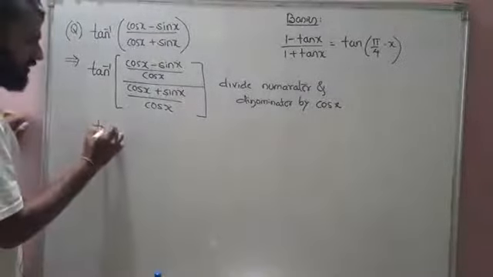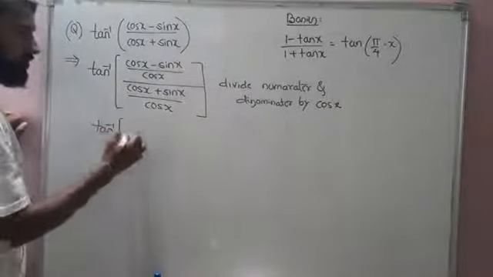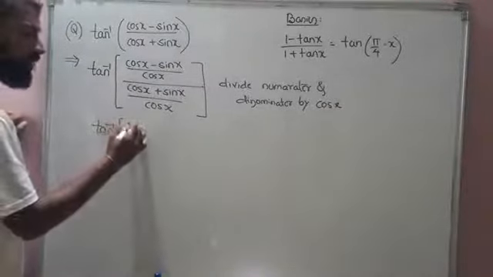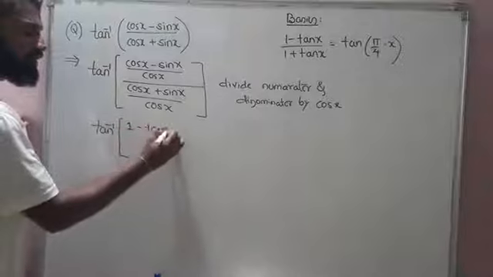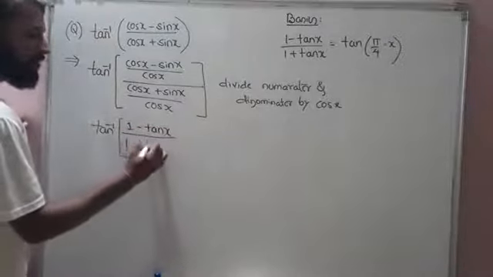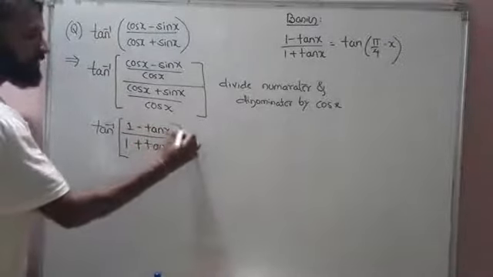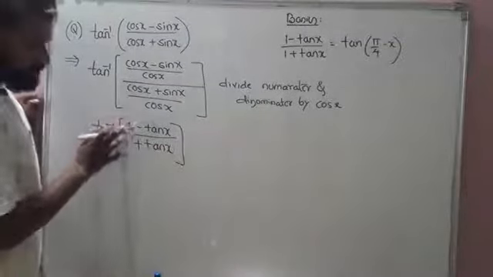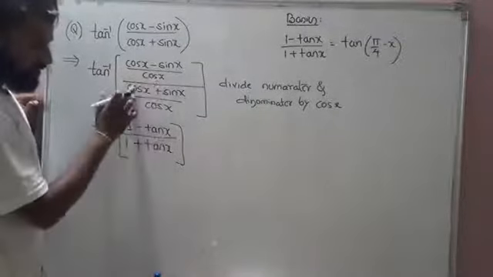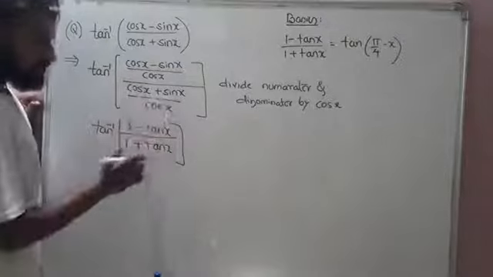So now you can see that tan inverse of, if I divide each term, I'll get 1 minus tan x divided by 1 plus tan x. How? Cos x by cos x is 1. Sin by cos is tan. Cos x by cos x is 1. Sin by cos is tan.